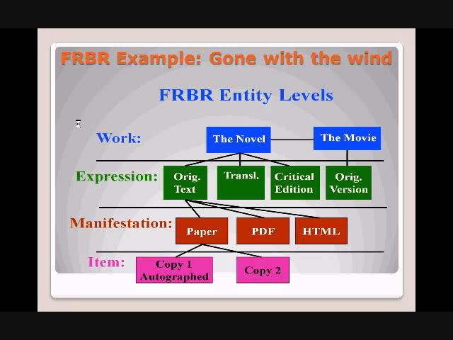In terms of the novel, one manifestation of the original text would be its paper version, its book version, its availability in PDF format, or its availability in HTML format. So the manifestation really refers to the type of format that it's available in. And then at the item level, your item in hand, you might have two copies in the library, one of which is an autographed version of the novel, and number two, it might just be a non-autographed version of the novel, and you have copy 1 and copy 2.